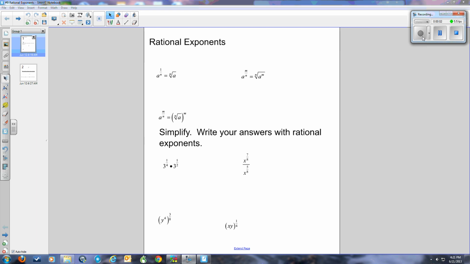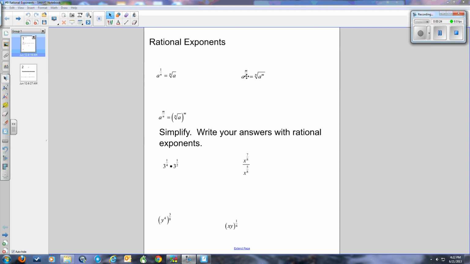Today we're going to be talking about rational exponents, and I'm going to give you some rules that we're going to follow. The first one is a to the 1 over n is equal to the nth root of a. So in other words, if we have a fractional exponent, we're going to write it with a radical.